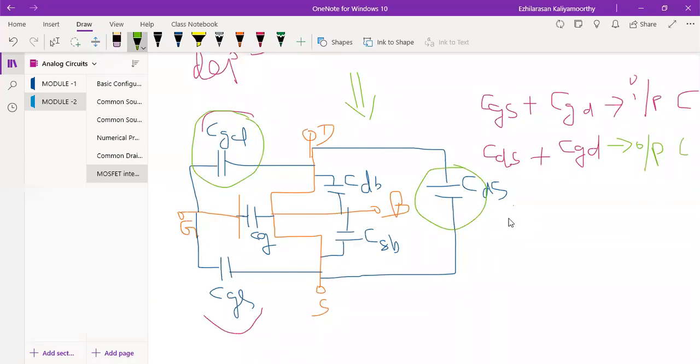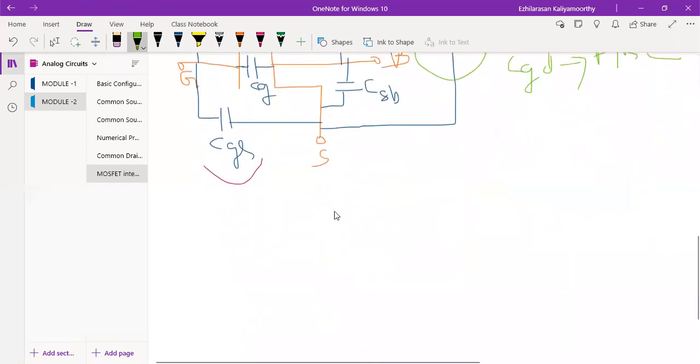Next, we have CGD. That is a capacitance, the feedback capacitance actually. So CDS only is nothing but the output capacitance we can say, right? How we get the CDS is nothing but a combination of CDB plus CSB. Correct? So now let us find each and every one by one.